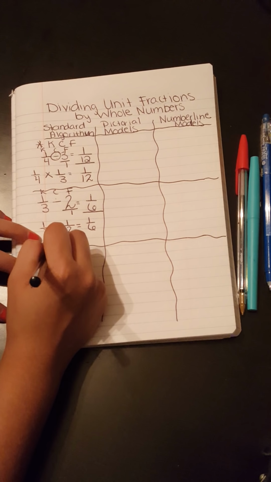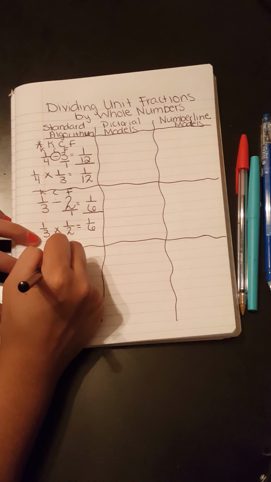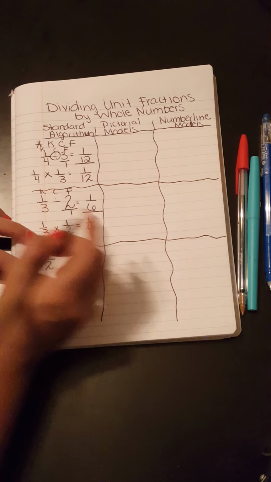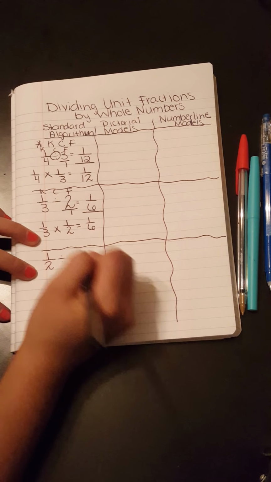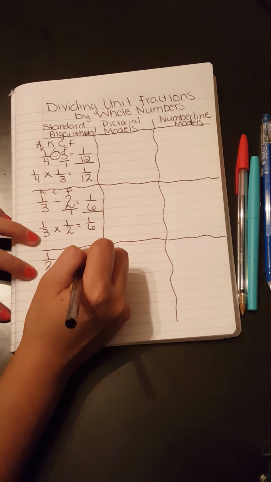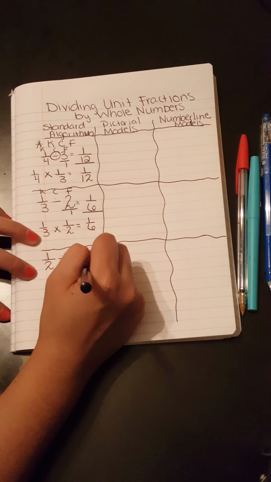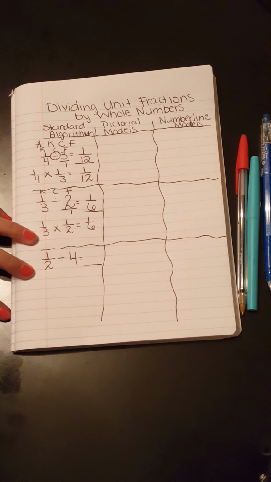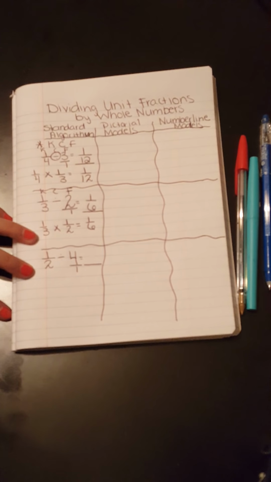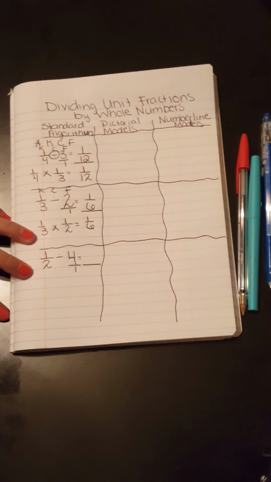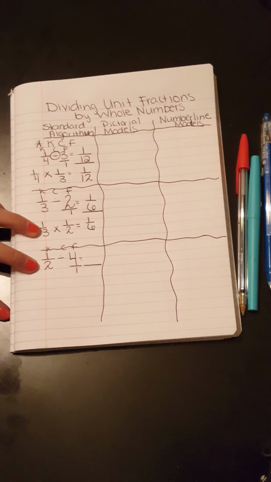Let's do 1/4. Oh, we already used 1/4. Let's do 1/2. 1/2 divided by, let's see, 1/2 divided by 4. That's a good number to use. Okay, 1/2 divided by 4. First thing to do, change that whole number into a fraction. And now all we have to do is apply our keep, change, flip strategy.